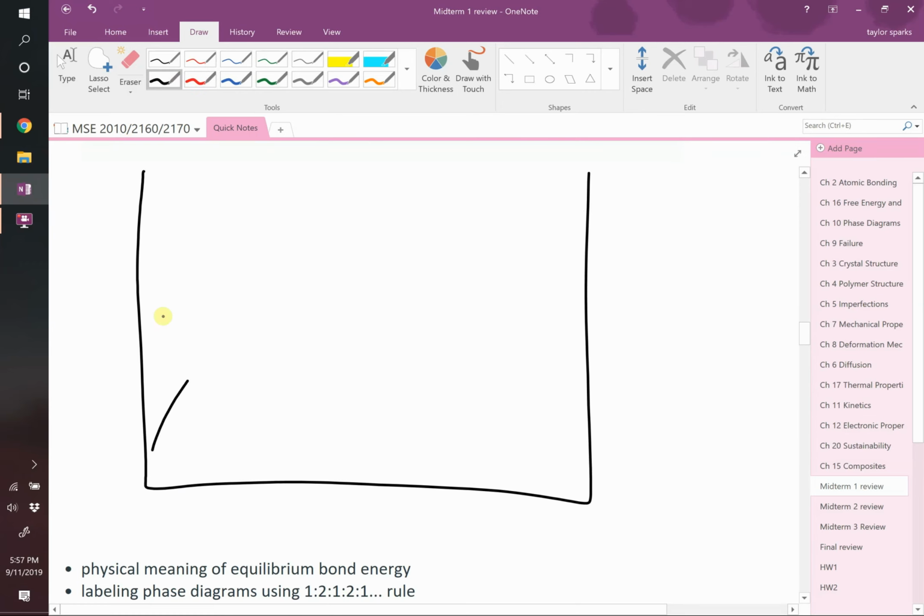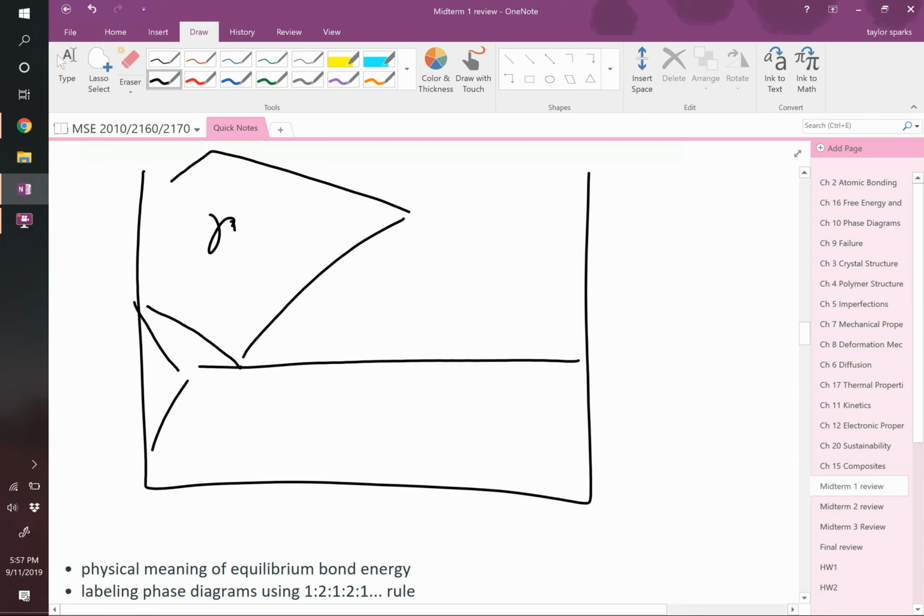Okay? Steel looks like this. It's got a eutectoid reaction. This is your austenite phase. It's got this going on up there. That leaves us with alpha plus cementite down here, Fe3C. You've got alpha here, alpha plus austenite here, austenite plus cementite over there.